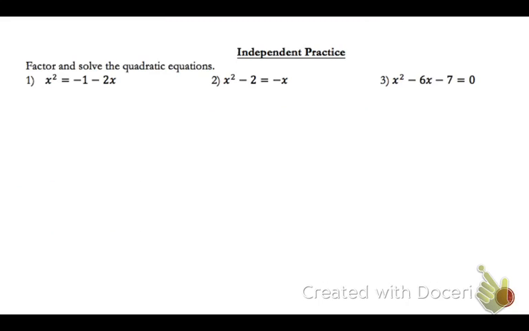Now work through the first 3 independent practice problems. Pause the video. Remember to move them into standard form if need be, and go through the factoring process using that factor by grouping. And then notice you're solving each one of them. So after you get it factored, set it equal to 0 and solve. So pause your video now, work through the first 3, and then come back and check your answers.